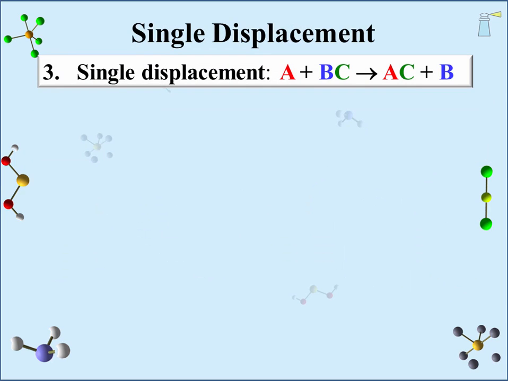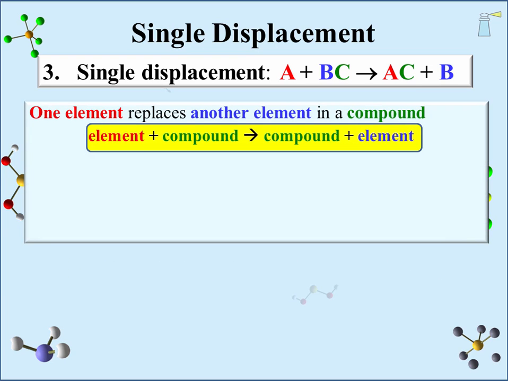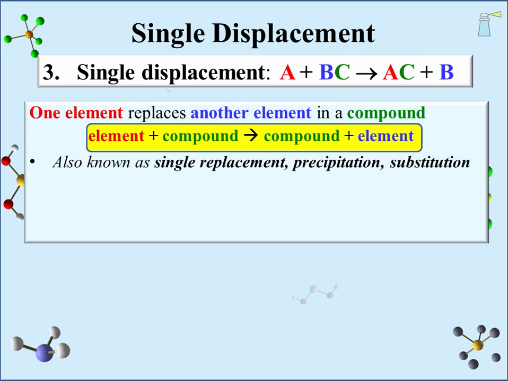The third type of reaction is called the single displacement reaction. Chemical A reacts with chemical BC to produce chemical AC and chemical B. From the perspective of a chemical reaction, this is where one element replaces another element in a compound. Chemical A replaces chemical B in the compound BC and forms the compound AC. This reaction can also be called a single replacement, a precipitation, or a substitution reaction.